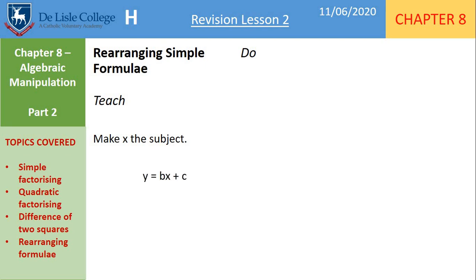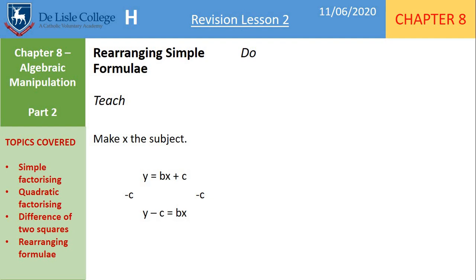So I've got the formula y equals bx plus c. Making x the subject means I need to get x equals. So I'm trying to get x on its own. We're going to use inverse operations. So the first inverse operation we're going to do is to subtract c, and make sure we do that to both sides to keep it equivalent. So y take away c equals bx.